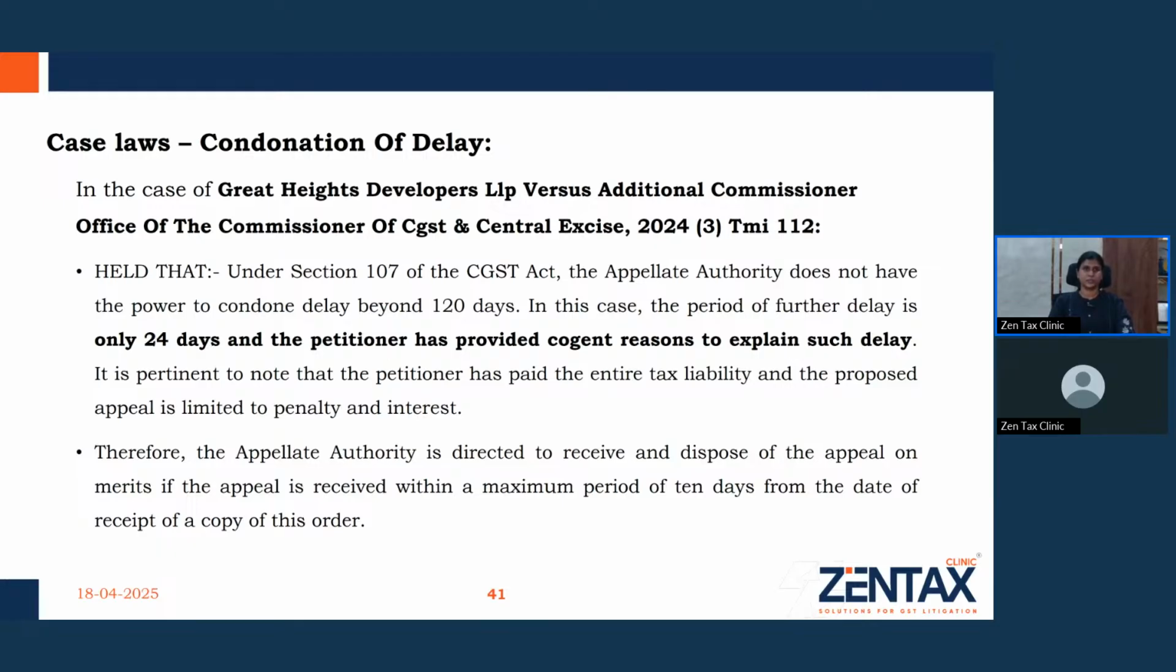So the court has directed the appellate authority to receive and dispose of the appeal based on the merits of the case, and they have said that the condonation of delay shall be allowed.